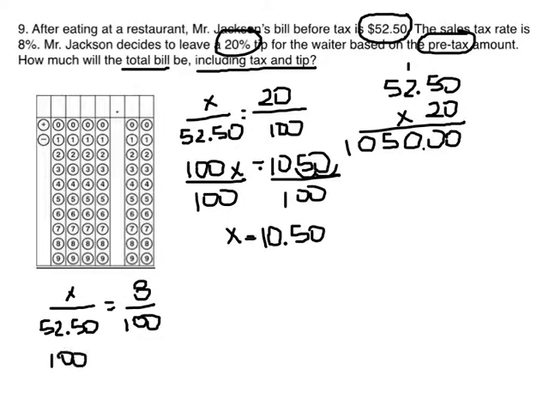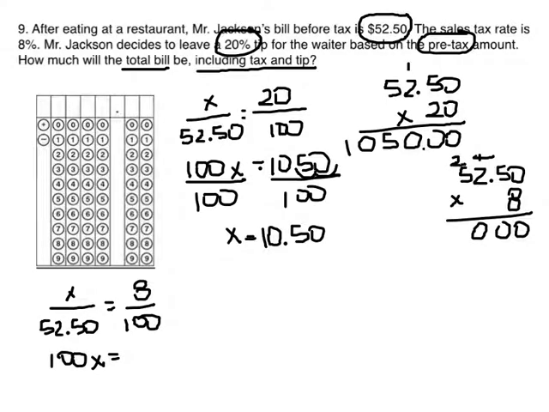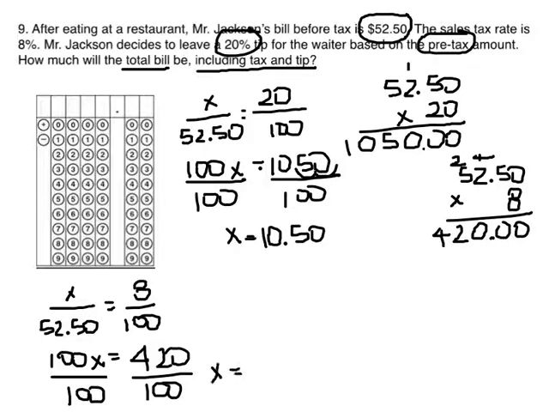So 100x equals, and I need to come over here and do 52.50 times 8. 8 times 0 is 0. 5 times 8 is 40. 2 times 8 is 16, plus 4 is 20. 5 times 8 is 40, plus 2 is 42. Two numbers to the right of the decimal, so it's $420. Divide by 100. So x equals 4.20.